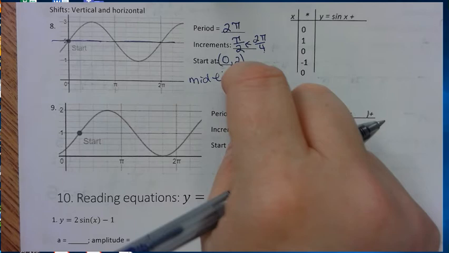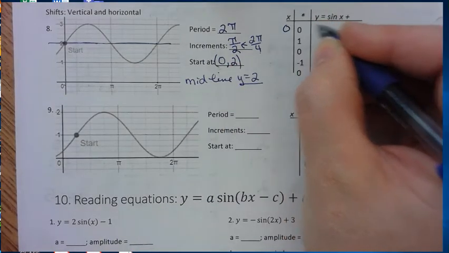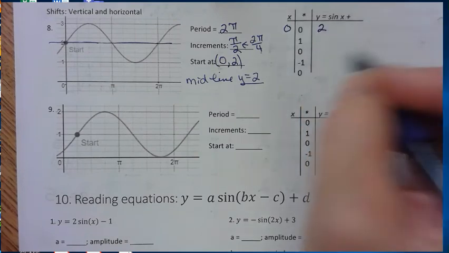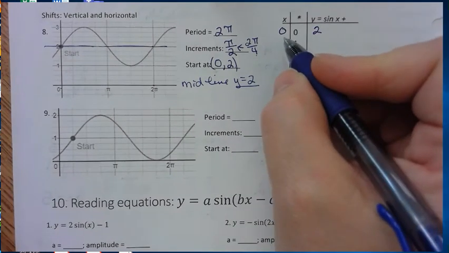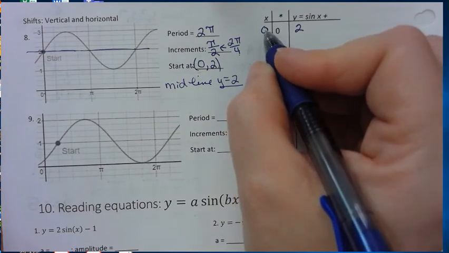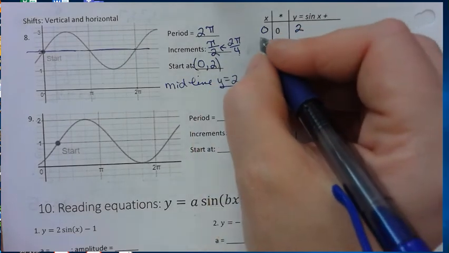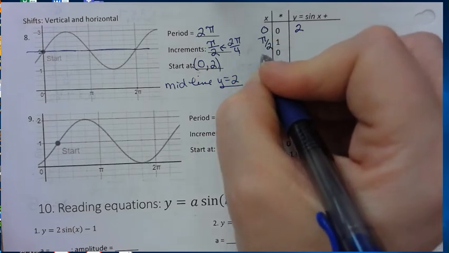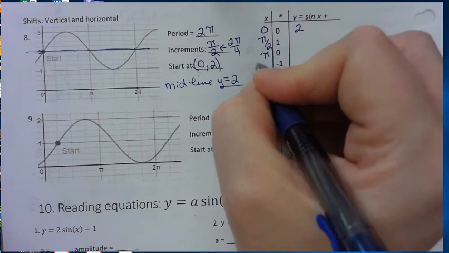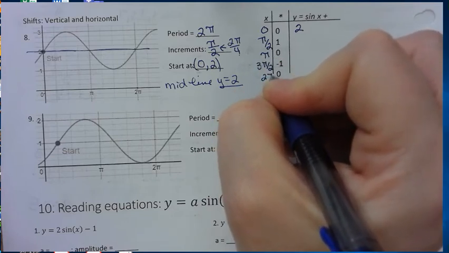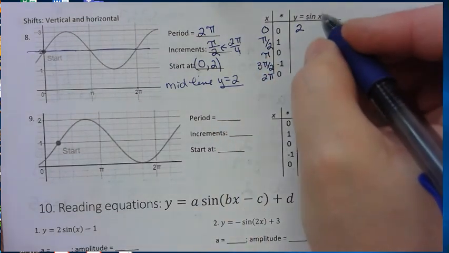So when I go over here and I do my increments, well, it starts at 0, and the y starts at 2 here. So we'll fill that in just a second. But we're going to go to 0, and an increment goes up by pi over 2. So I'm going to add a pi over 2, and then add another pi over 2 and get pi, 3 pi over 2, and then 2 pi. There's all my values right there.